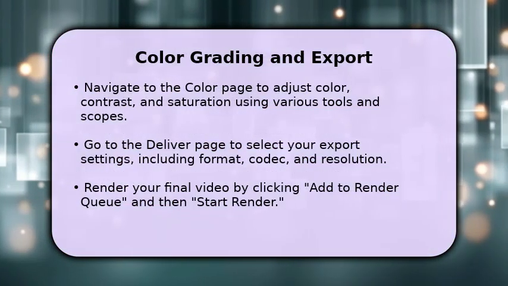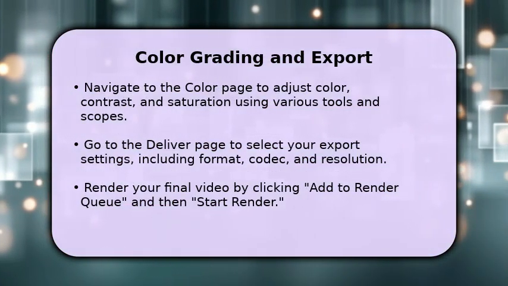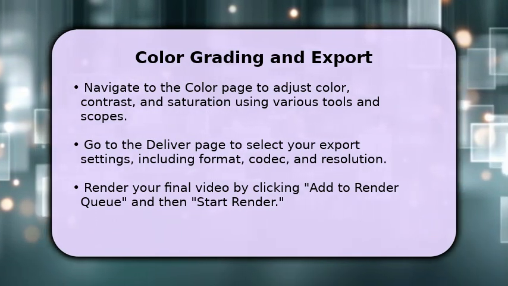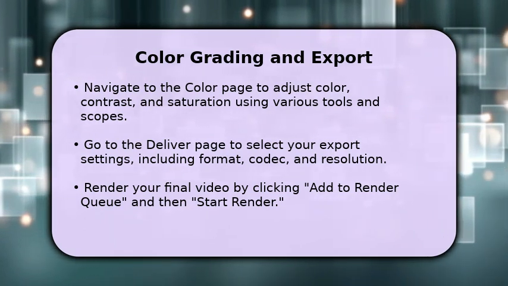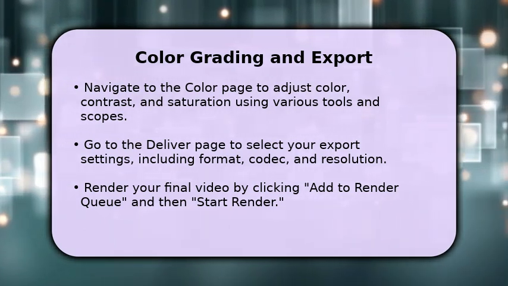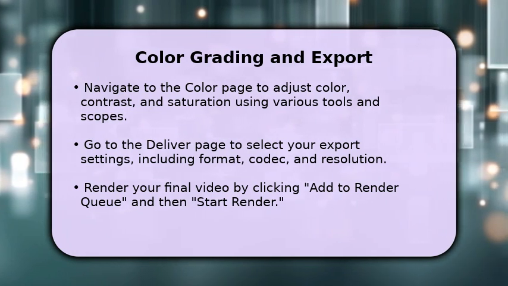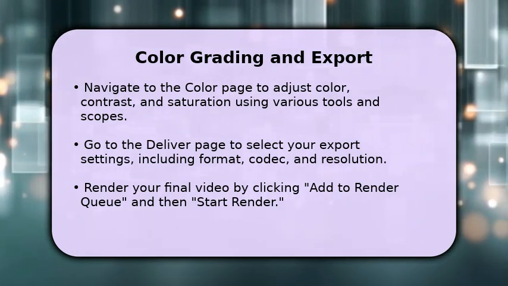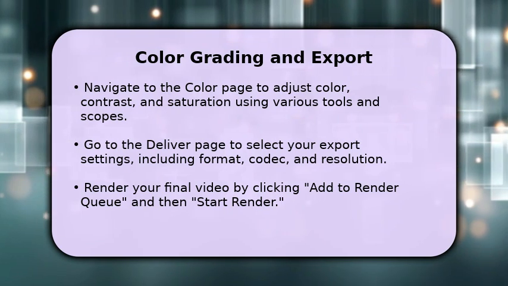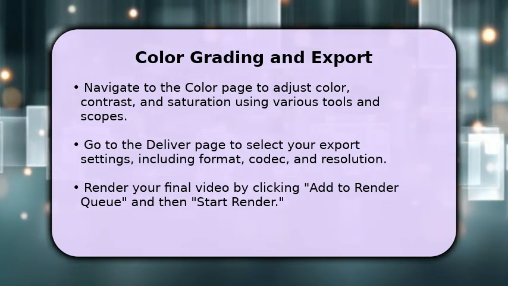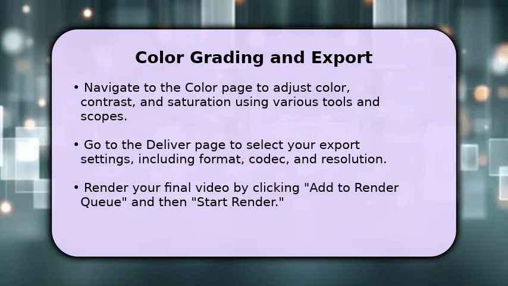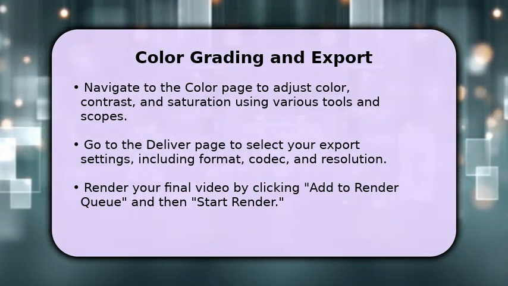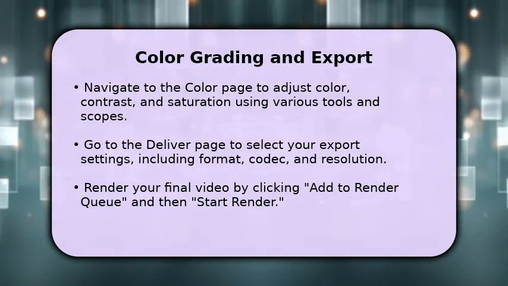Now let's enhance your visuals. Navigate to the Color page, where you can precisely adjust color, contrast, and saturation using a wide array of powerful tools and scopes to achieve your desired look. Finally, head over to the Deliver page. Select your preferred export settings, including the output format, video codec, and resolution. Click Add to render queue and then Start Render to export your polished video.